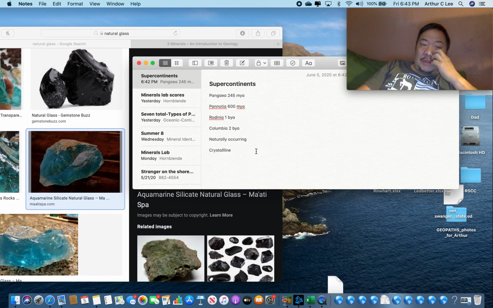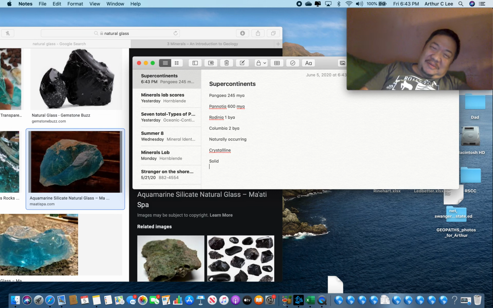Minerals must be crystalline. The third thing a mineral must have is that a mineral must be solid. It can't be a liquid or a gas. So would liquid mercury be a mineral? No. In French, en français, non. In Deutsch, in German, nein. It has to be a solid.